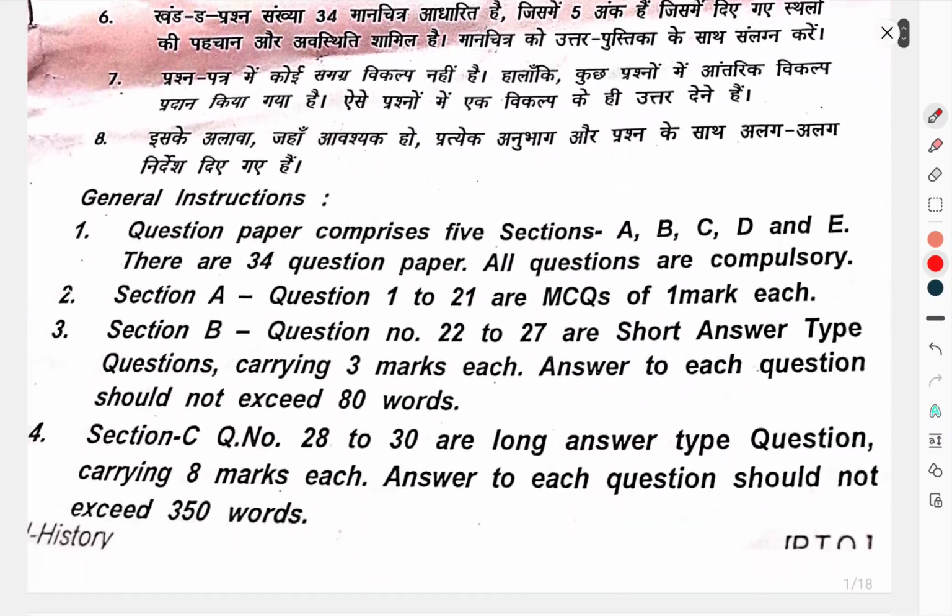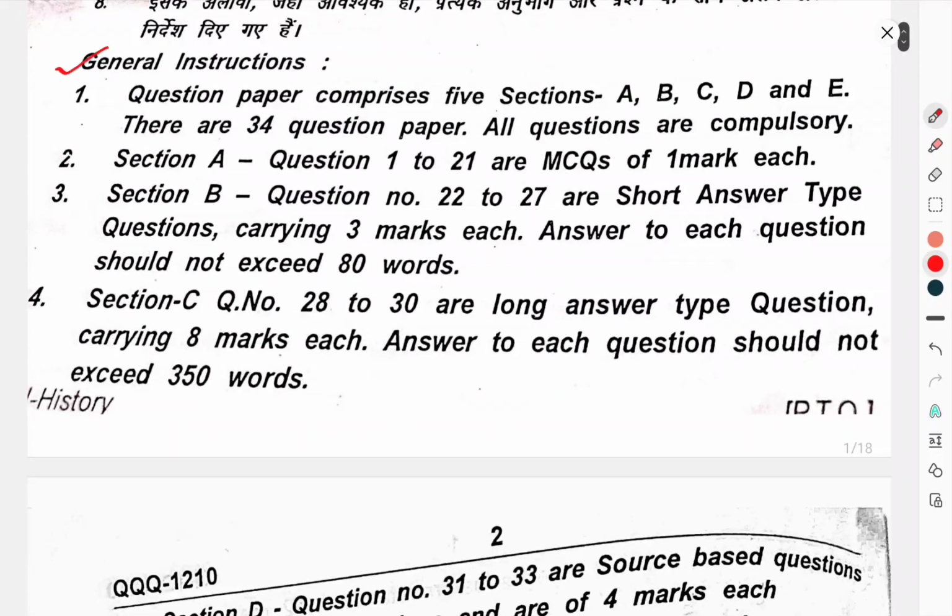Okay, now we have come to the general instructions. The question paper comprises 5 sections: A, B, C, D and E. There are 34 questions. All questions are compulsory. Section A has the first 21 questions, MCQ, 1 mark each. Section B has question number 22 to 27, short answer type questions carrying 3 marks each. Answer to each question should not exceed 80 words.